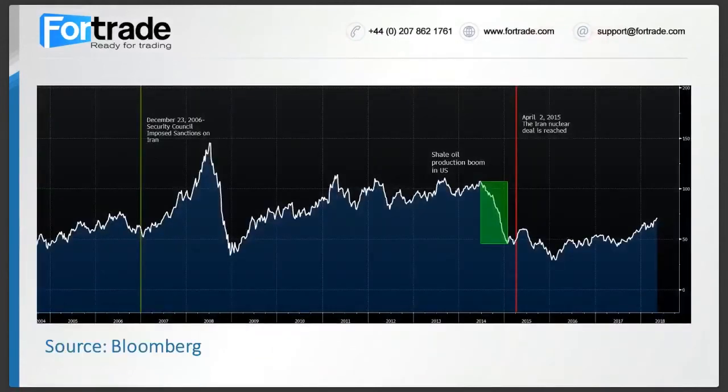Now, let's take a look at the price of crude and how it's been affected by developments in Iran. As you can see here, in December 2006, the United Nations Security Council imposed sanctions on the country. The markets reacted, and the price of crude pushed as high as $150 per barrel, before dropping in late 2008. In recent years, US production increased with the arrival of shale oil. This drove prices downward, as can be seen in green. The red line also shows when the US under Obama reached the deal with Iran in 2015, allowing Iranian oil production to flow at the beginning of 2016.